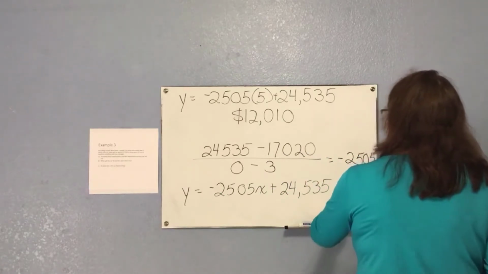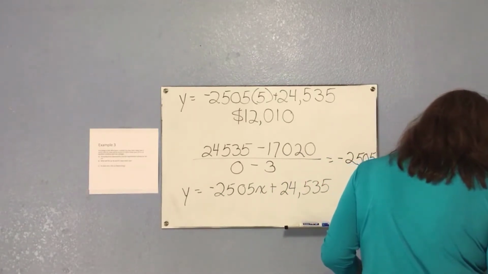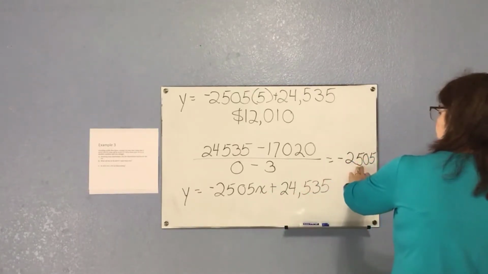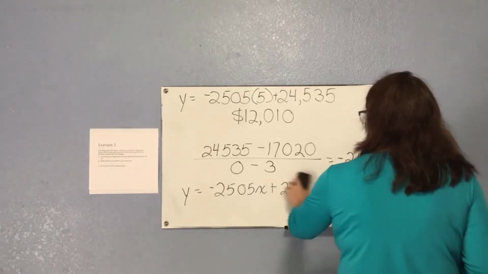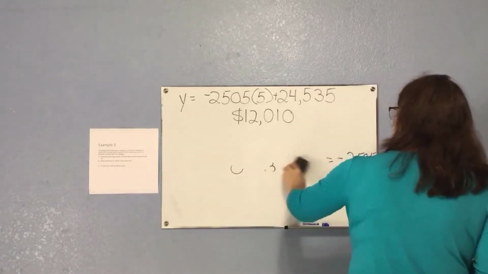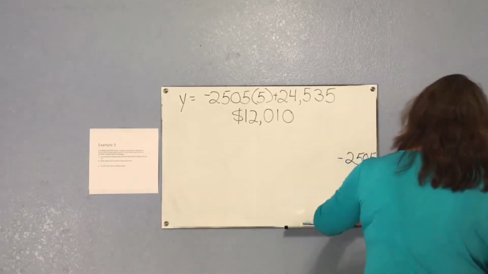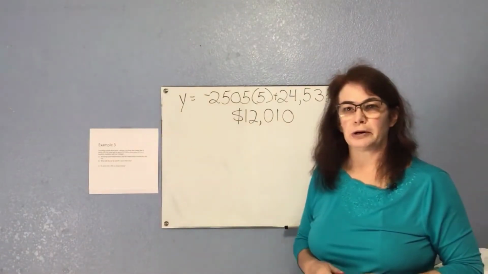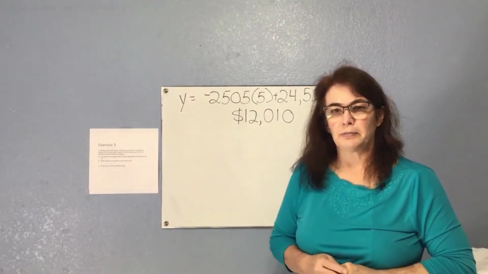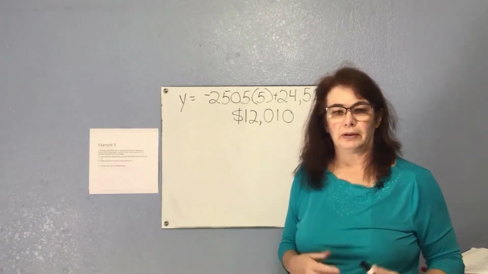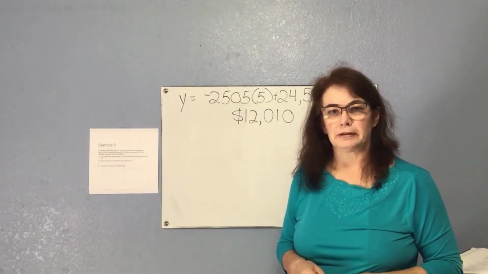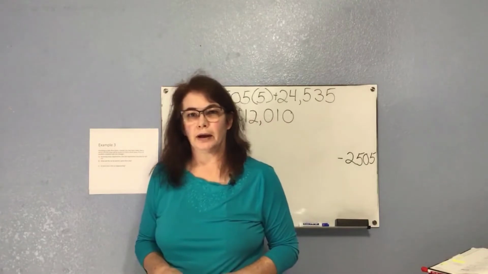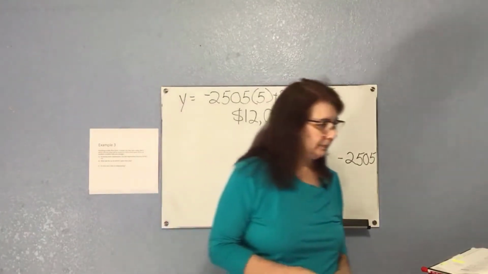And then they ask, at what rate is the car depreciating? And this is what we figured out when we found M. The car is losing value $2,505 per year. And now we know that cars don't depreciate linearly. They lose much more value when they're new than when they're old. But this is just an example that's been simplified a little bit for us. Pause your video now and work on checkpoint 3.